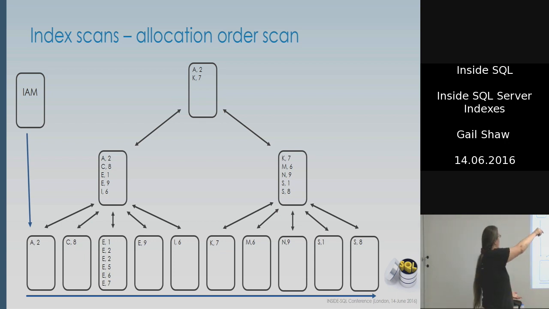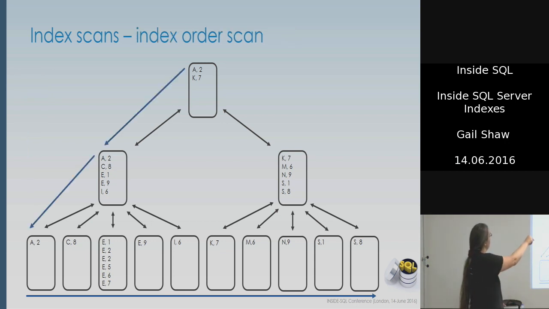We're either starting with the allocation map and reading, or we're just looking for the starting page of an index and reading. I should mention that an index order scan can also go the other way, down to the last page of the index and read backwards. It's called a backward scan, perfectly valid. And you'd see a backward scan, for example, with select max column 1 from this table.